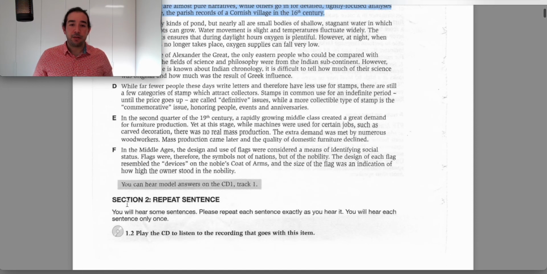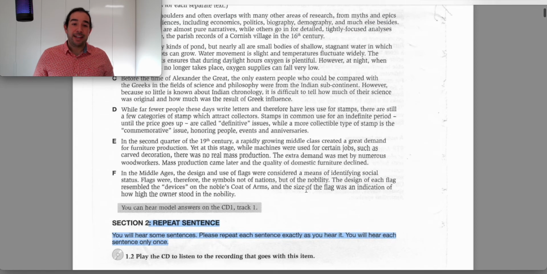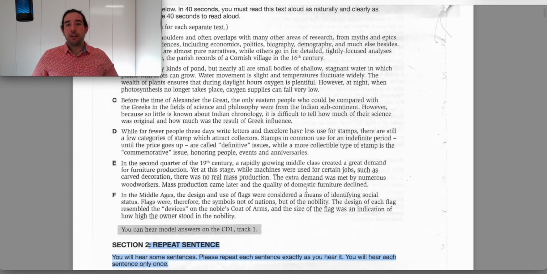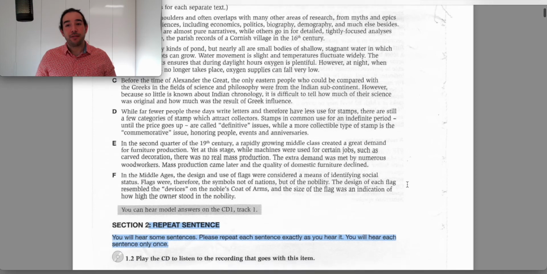Then the next bit is gonna be repeat sentence, and with repeat sentence, as the name says, is going to be where we listen to a sentence and we repeat it. For example, Emilio is a good teacher, and you would need to listen to it and then repeat, Emilio is a good teacher. And thank you. So that would be the first part of the speaking test.